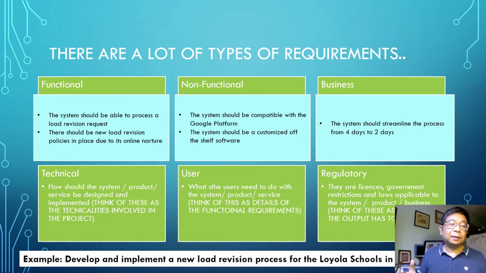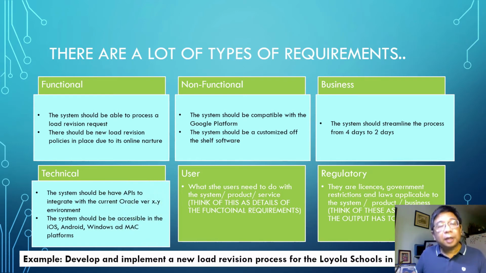For technical, these are the requirements that dictate how should the system, product, service be designed and implemented. Think of these as the technicalities involved in the project. So for this project, the technicalities would be the system should have APIs to integrate with the current Oracle version X.Y environment, and the system should be accessible on the iOS, Android, Windows, and Mac platforms. So think of all the technicalities involved in building the project.